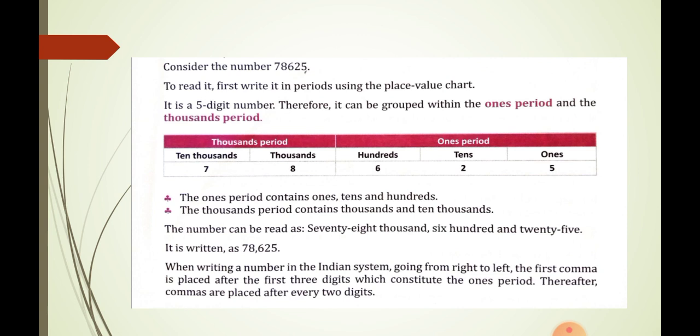So it is written as 78,625. That means we should put a comma after three digits. So ones place, tens place, hundreds place. After that we put a comma and then again thousands place, 10,000 place. So 78 comma 625, like this. When writing a number in the Indian system going from right to left, the first comma is placed after the first three digits which constitute the ones period. Thereafter, commas are placed after every two digits.